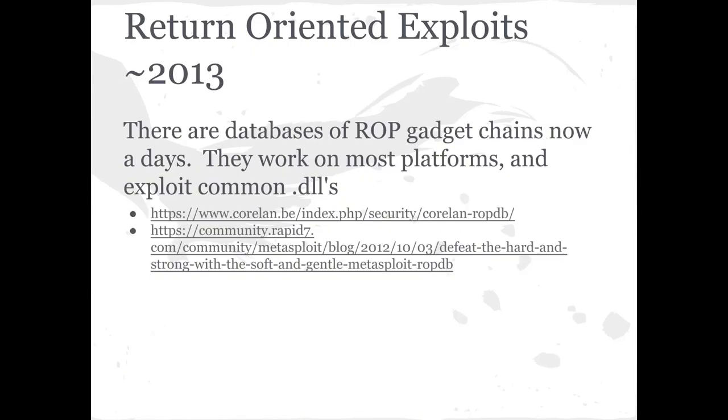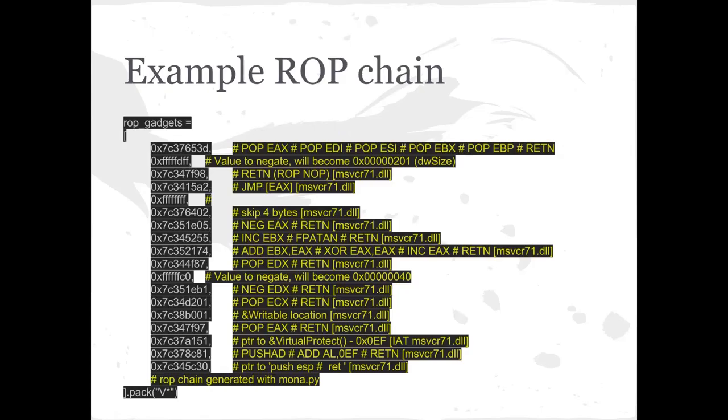There are tons of databases of ROP gadget chains out there nowadays that work on most platforms, and they're specifically for common DLLs and common shared objects that are used. For instance, crypto libraries are very common, as are encoding, encryption, compression libraries, etc. GUI libraries. This is an example of a ROP chain. It is effectively a ton of addresses strewn together, and I believe this is for standard call, but I don't know. I didn't write this.